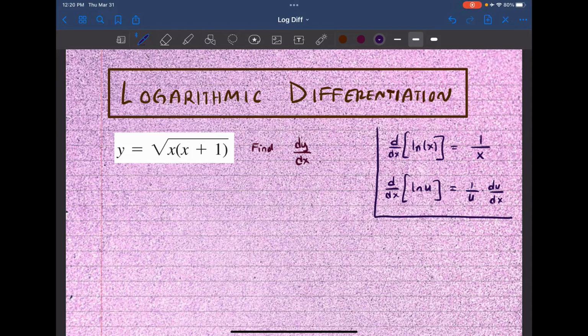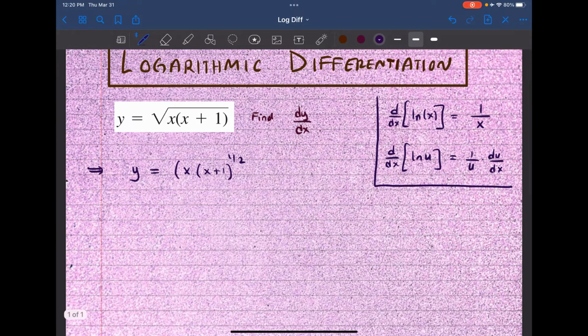So you take the function, so on the left side we have y equals square root of x times x plus 1. Now I'm going to rewrite the function this way. So y equals x times x plus 1 to the power 1/2. I wrote the radical as 1/2. And now I simply take logarithm on both sides. So here you're going to apply natural log to both sides. And once you do that, you're going to use the laws of logarithm to simplify. So let's go ahead and do that.